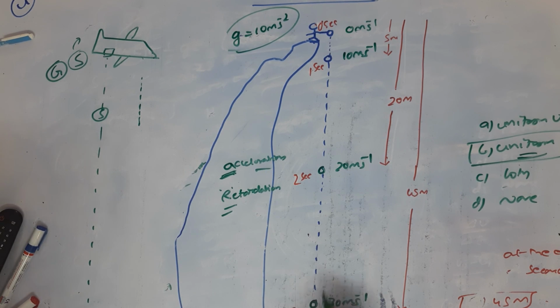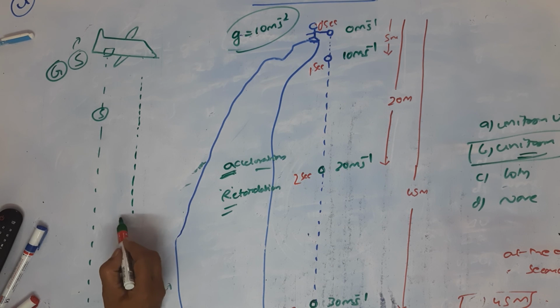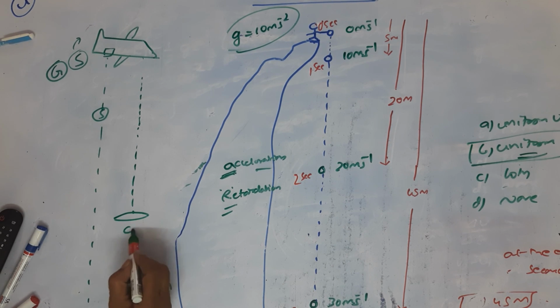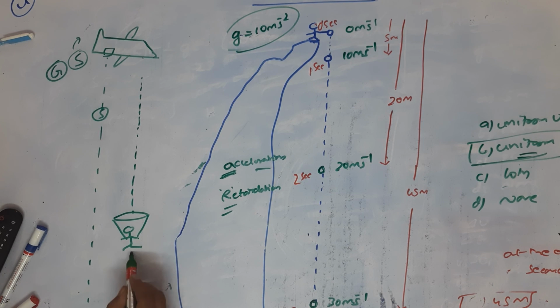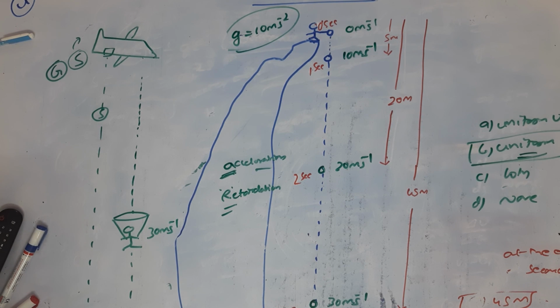Up to 3 seconds he will fall. So he is having 30 meter per second only. Then surprisingly the parachute will open. Well, now the velocity of this Gujarati is 30 meter per second only. This is 30 meter per second. This is also 30 meter per second like this. Now the question is very interesting.